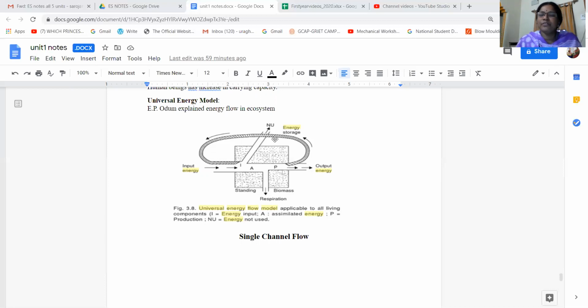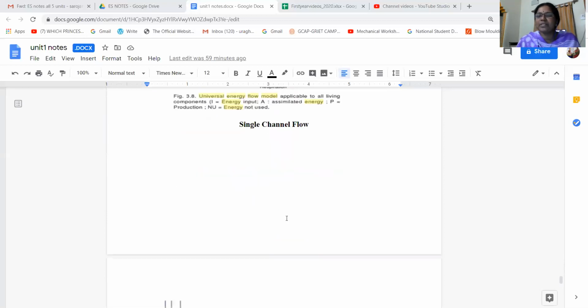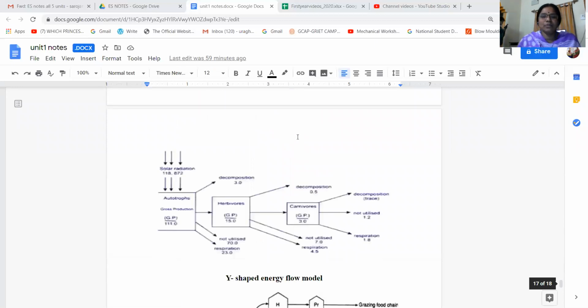Suppose, for example, you consume 100 grams of food. Do you mean that the whole 100 grams is going to be converted into energy? No, not at all. Some of it is not utilized. That is called NU, energy not used. This can be explained with the help of two diagrams. One is single channel.